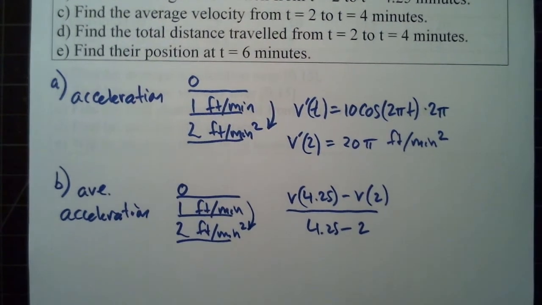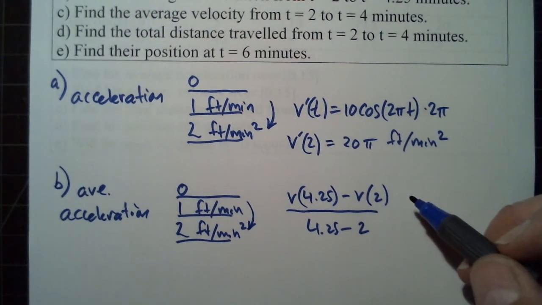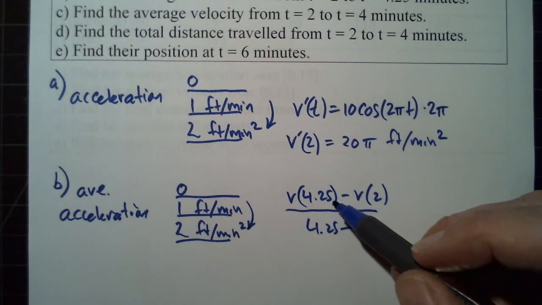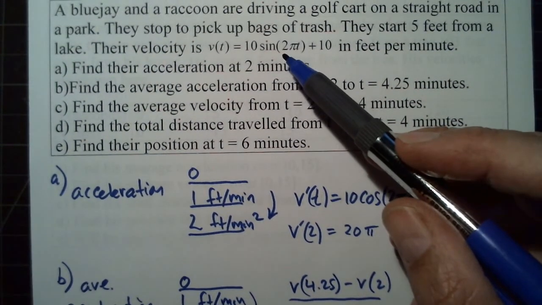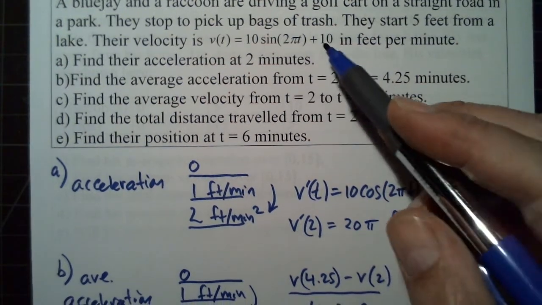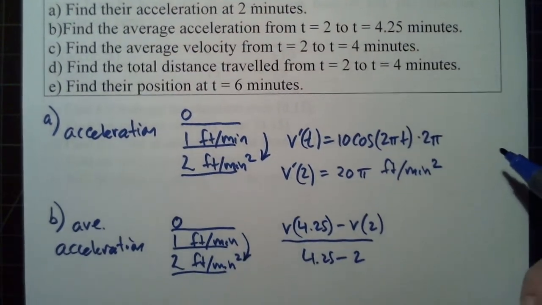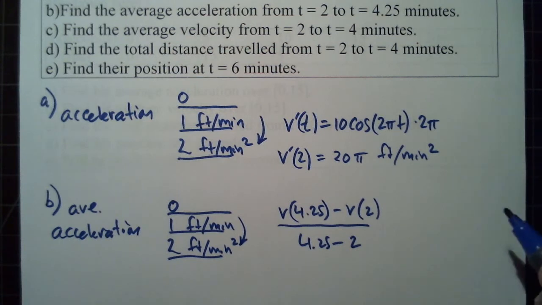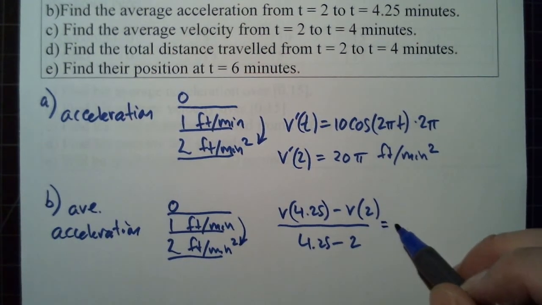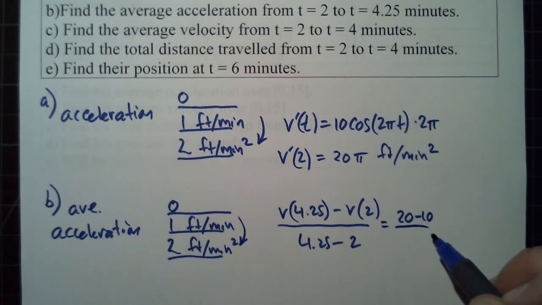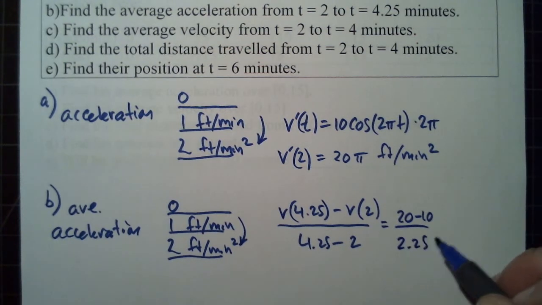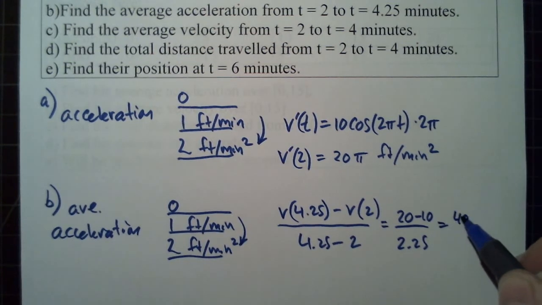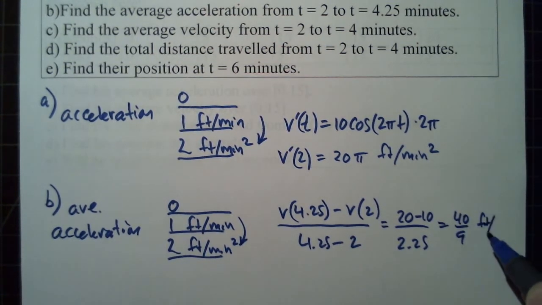And that means we're going to substitute 4.25 into that function, and then substitute 2 into the function, and we end up with 20 minus 10 over 2.25. So we end up with 40 over 9 feet per minute squared.